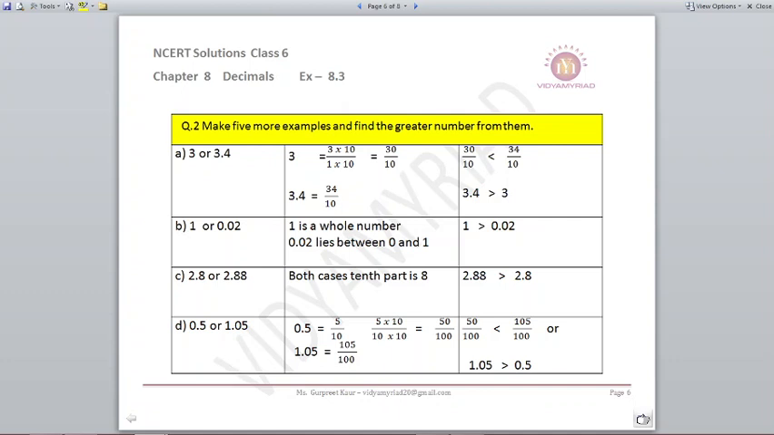2.8 or 2.88. Now if you see, both the numbers have 2.8. The 100th part is 8 in one. So it clearly shows that 2.88 is greater than 2.8. 0.5 or 1.05. So 0.5 can be written as 5 upon 10. 1.05 will be written as 105 upon 100. Denominators are different. We will make it same. It will become 50 upon 100 and 105 upon 100. So which shows that 105 is a bigger number than 50. So it means that 1.05 is greater than 0.5.